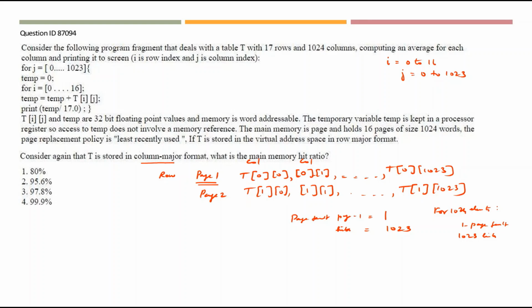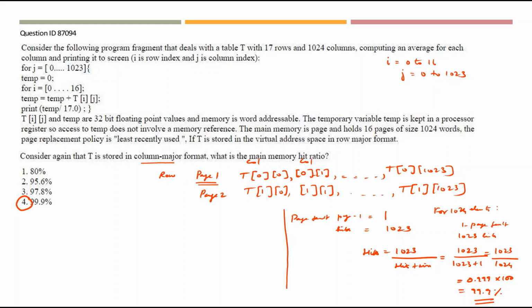For this alone, I can calculate hit ratio is equal to 1023 divided by hits plus faults, or hits plus miss, whatever you understand. So 1023 divided by 1023 plus 1, which is equal to 1023 divided by 1024. This will give me 0.999, and when you multiply it by 100 to bring it to percentage, you will get 99.9%. Option number 4 will be the right answer.